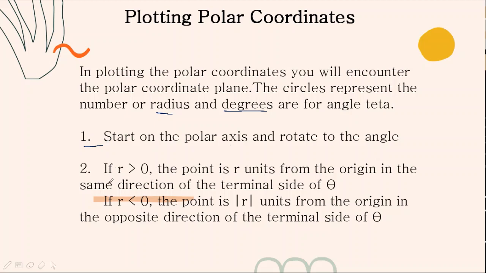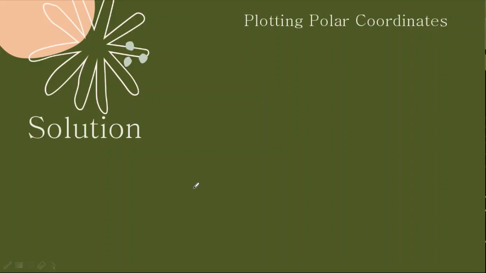Number two is if the radius is greater than 0, or r is greater than 0, the point is r units from the origin in the same direction of the terminal side of angle theta. Then if the radius or r is less than 0, the point is absolute value of r, or the absolute value of radius, units from the origin in the opposite direction of the terminal side of angle theta.